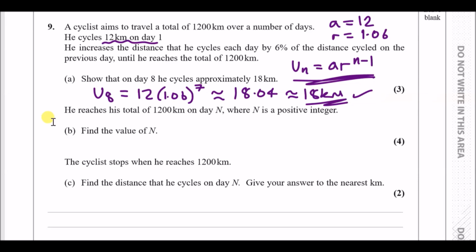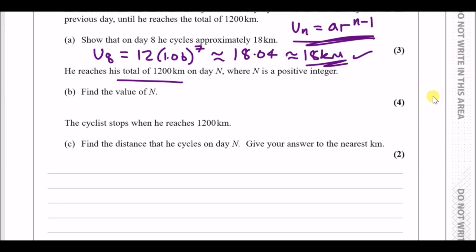Now, next one. He reaches his total of 1200 kilometers. So this is total, yeah? So this will be the sum on day n, where n is a positive integer. Find the value of this n, alright? So to do it, let's record the other formula, which is the geometric sum. This is equivalent to a times 1 minus the common ratio to the power of n over 1 minus the common ratio. So this formula, I think it's best you just memorize these formulas because you're going to use them all the time.